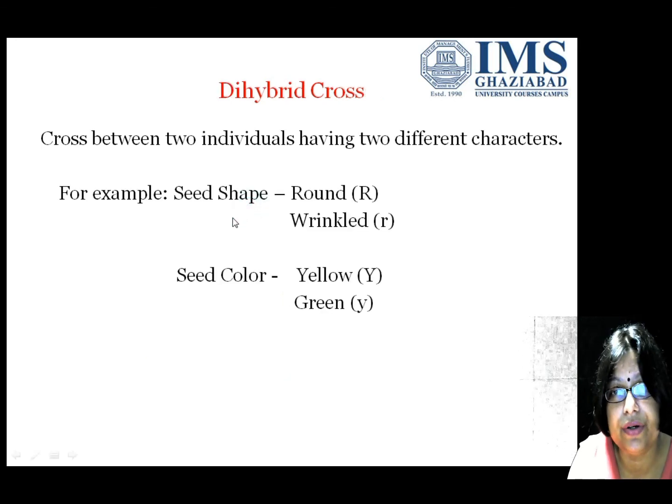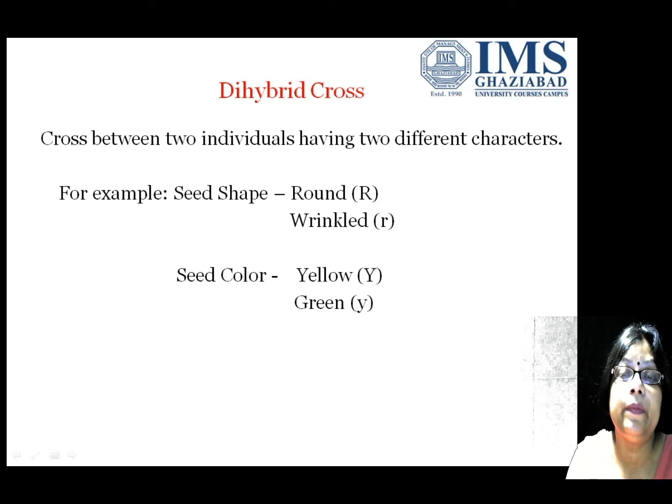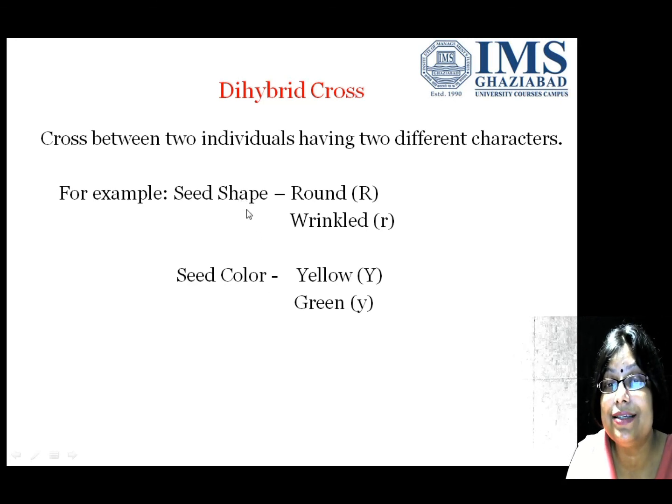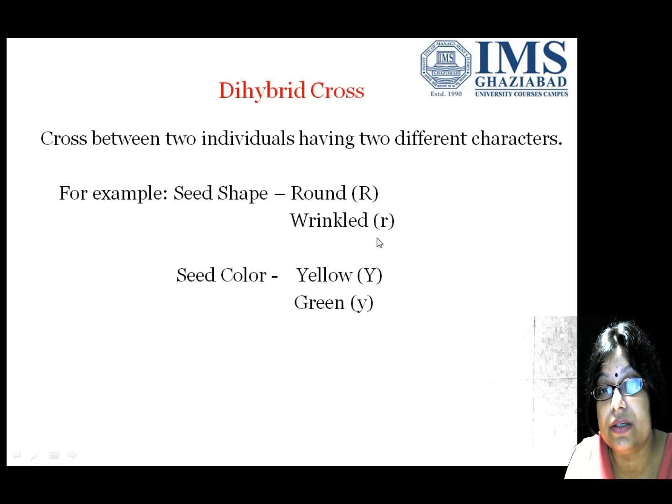Now the dihybrid cross. Obviously, for breeding experiments we need two individuals, but here we have to take two different characteristics. Take the example of seed shape and seed color. What was the previous cross? The previous cross had one character, the length of the stem. Similarly here, seed shape is round or wrinkled.